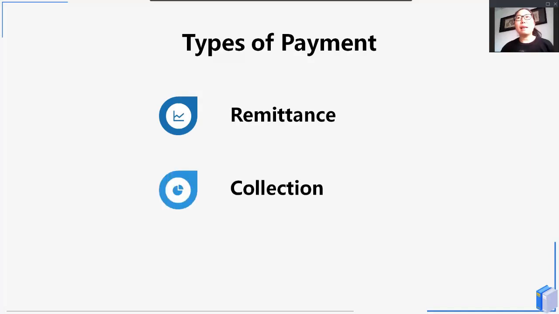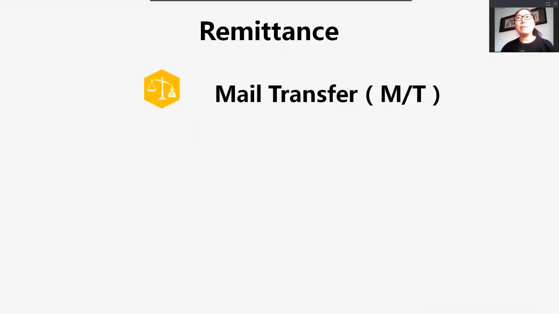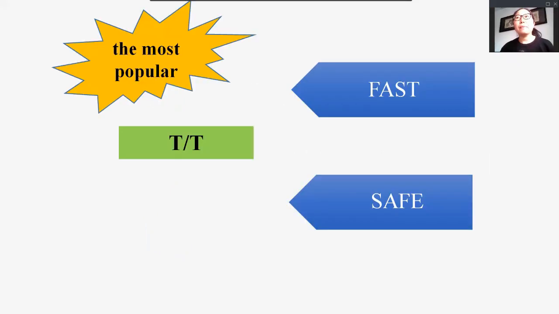remittance, collection, and LC. And remittance includes mail transfer, MT, telegraphic transfer, TT, and demand draft, DD, among which TT is the most popular. It's very fast and safe for the exporter, as it means when remittance is adopted in international trade, the buyer will on his own initiative remit money to the seller through a bank according to the terms and time stipulated in the contract.